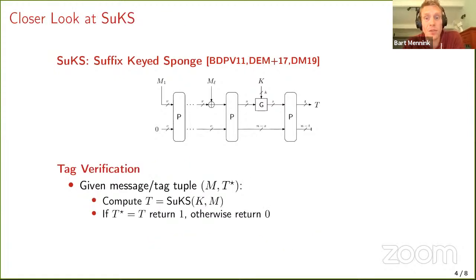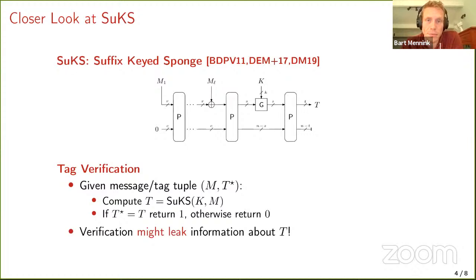Well, the typical way of tag verification is as follows. If the verification oracle gets as input a message and a guess tag T star, it simply recomputes the original tag and it does a value comparison. And if the values are equal, it returns one, otherwise it returns zero. But this value comparison might leak information about T.